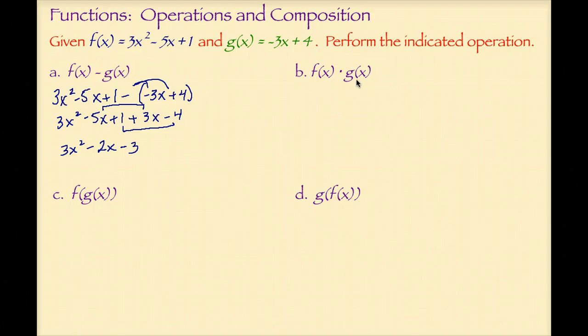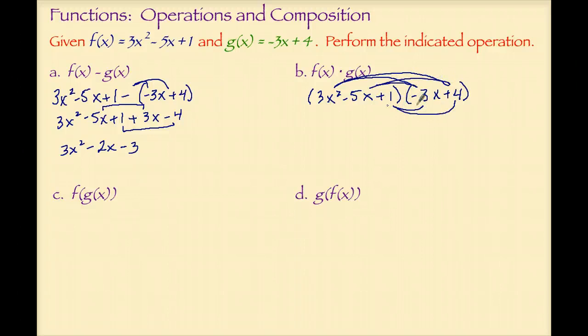Now let's multiply f of x times g of x. That means we're going to take the trinomial 3x squared minus 5x plus 1 and multiply it by the binomial -3x plus 4. Since we're multiplying a 3 by a 2, there will be 6 initial multiplications since every term in the trinomial has to be multiplied by every term in the binomial. So 3x squared times -3x is -9x cubed. 3x squared times a positive 4 is positive 12x squared. That's the first round of multiplications.